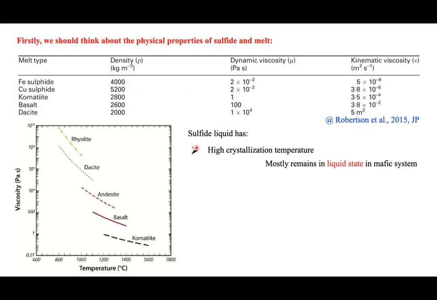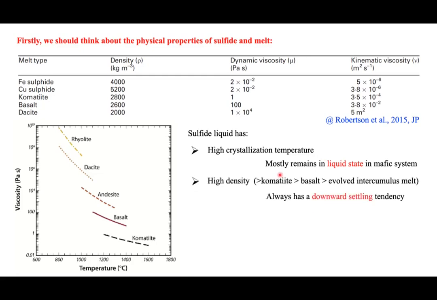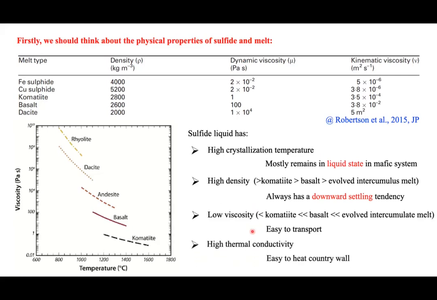And in a short conclusion, we can find that the sulfide liquid has a high crystallization temperature. This means the sulfide mostly remains in the liquid state in the magmatic system. Secondly, it has a high density, larger than the komatiite, basalt, and involved in the cumulus melts, and it always has a downward settling tendency. And thirdly, it has a low viscosity, very small compared to the komatiite and basalt, and is easy to transport in the system. And finally, it has a high thermal conductivity. It's easy to heat the country rock.